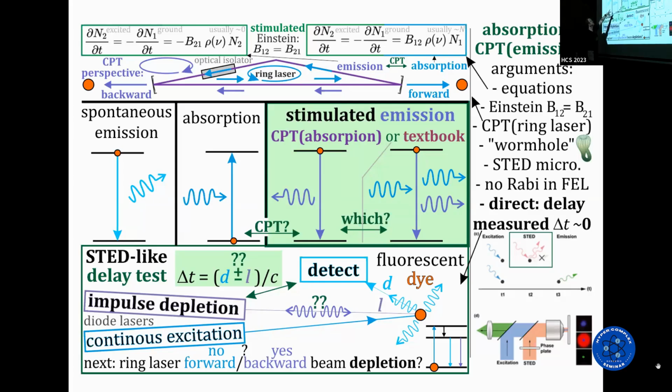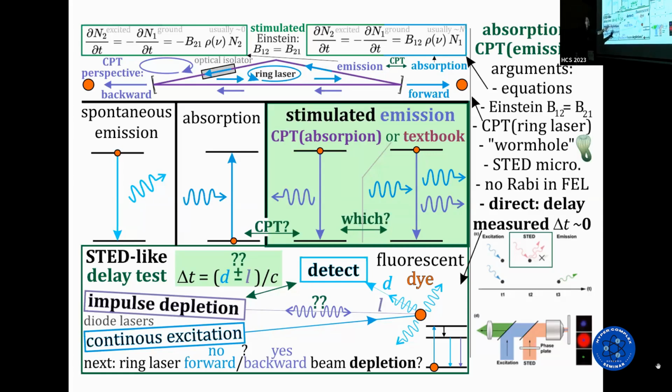You have absorption, but also from the CPT perspective, this absorption becomes the reverse. So the photon should go in the opposite direction. In contrast, in the textbook, we get this picture that a photon knocks out the energy of a single photon. So the question is, which one is true? I have mentioned a few arguments that I think this one is true. It's not the textbook one.